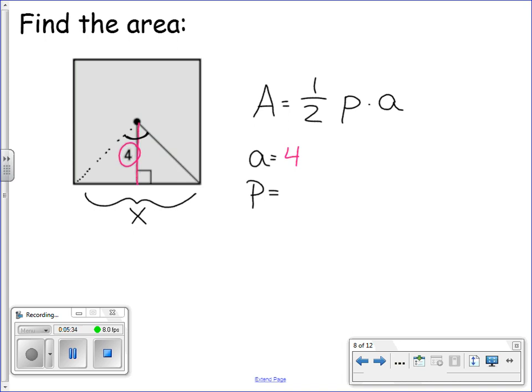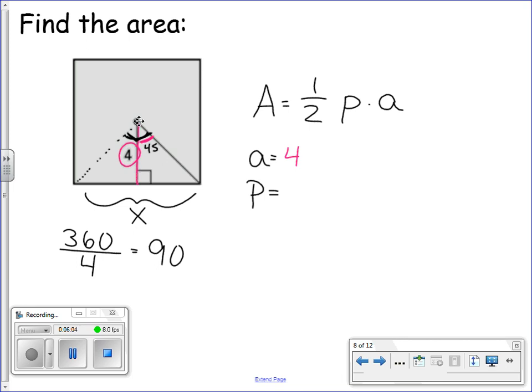We learned to find the central angle. We're going to take 360 divided by the number of sides. Well, this regular figure has 4 sides. It's a square. Well, 360 divided by 4 is 90. So I know that this is a 90-degree angle. If I'm looking at just half the triangle, I then know that this angle is half of 90, which is 45.